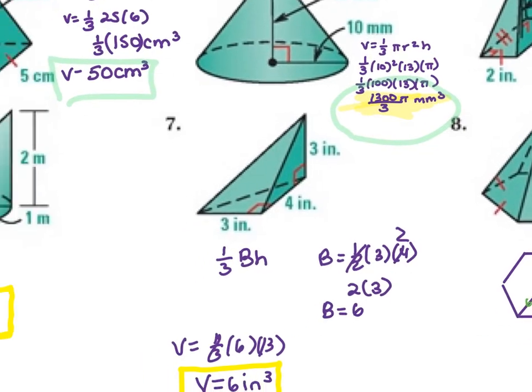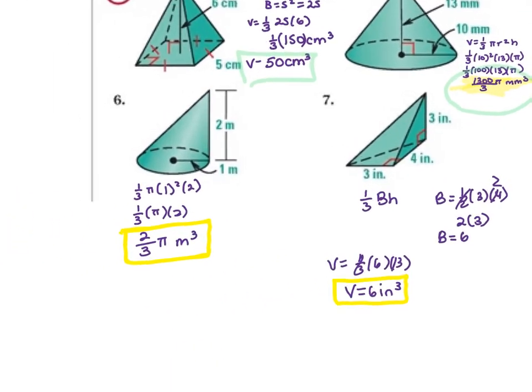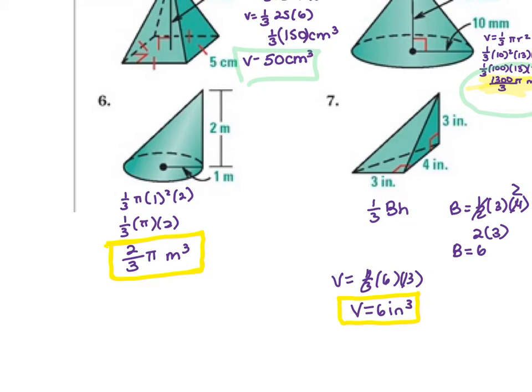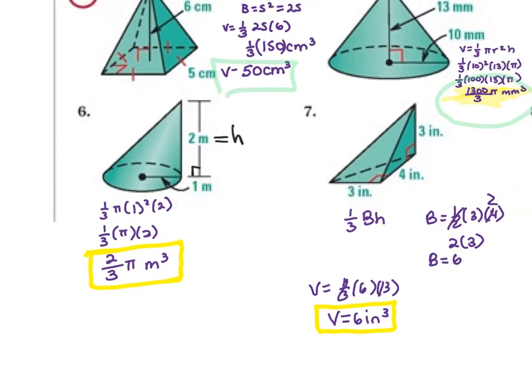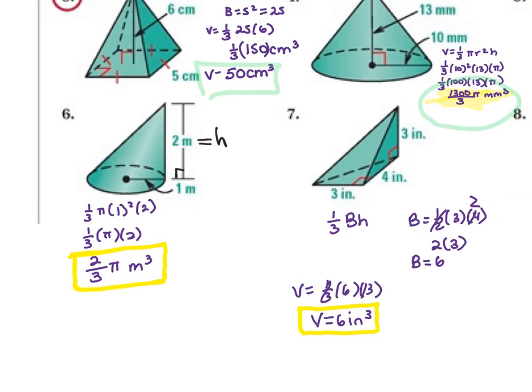Here is number 6. Here's 6 and 7. Now, notice that this oblique looking shape, this is the height over here. So whenever it's slanted, they'll indicate the height on the outside, because remember, the height always needs to be represented as a right angle. So this would be your height. It's got to be like a perpendicular distance. Over here, again, you'd find the area of the base, which is a right triangle, and then multiply it by the height of the prism. So that's 6 inches cubed.